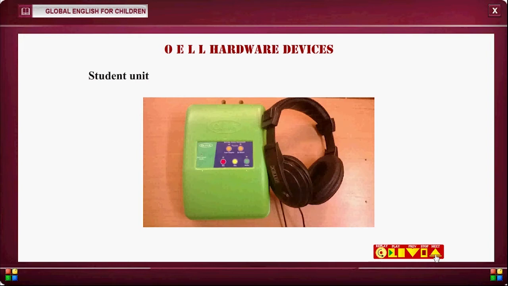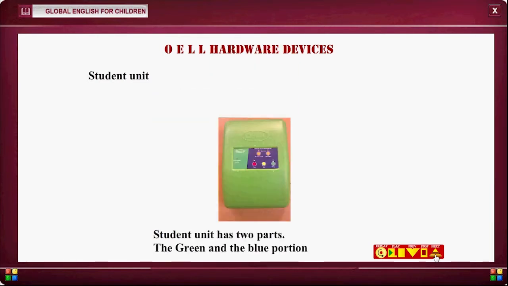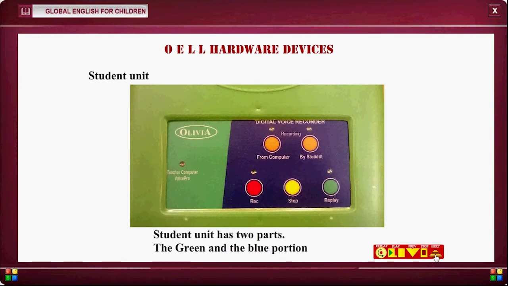Student unit. This is a piece of our digital apparatus. Each student sits with this one. A headphone is attached to this unit. The students hear through this headphone and speak through the mic attached to it to record their voice in the computer. All the student units are controlled by the teacher unit. The student unit has 2 parts, the green portion and the blue portion, which marks the digital voice recording portion. This makes practicing possible.